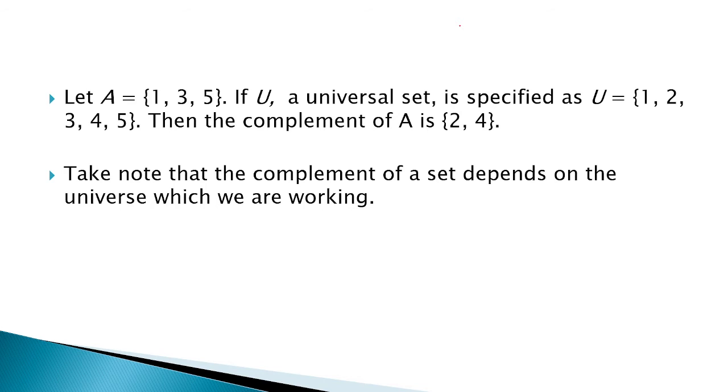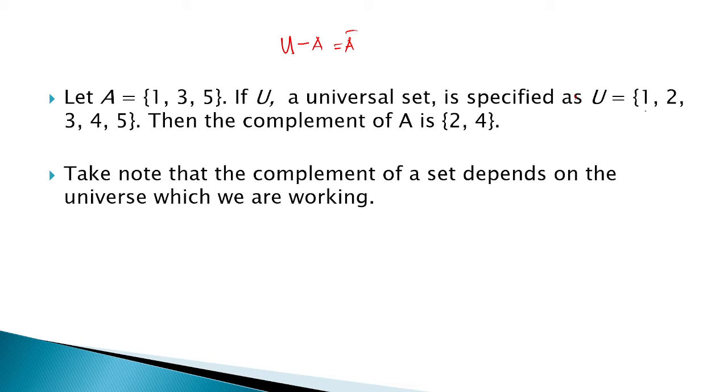Next, we have let daw A be 1, 3, and 5. So, if U, a universal set, is specified as 1, 2, 3, 4, 5, then the complement of A is 2 and 4. Remember, ano ba yung definition ng complement? It's the universal set minus your set. This is your complement. So, lahat ng members ng universe mo na wala sa A, that's your complement.